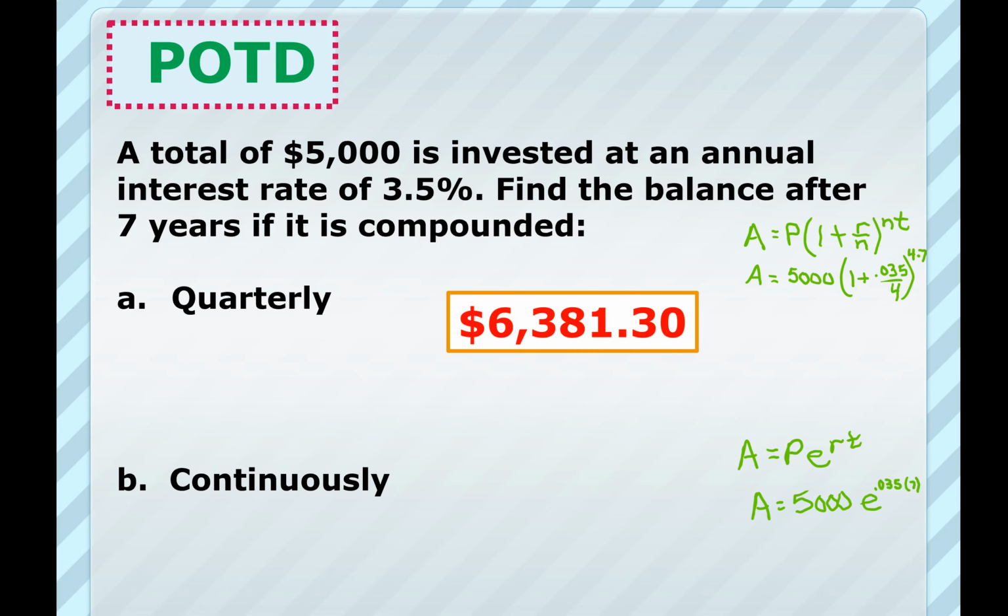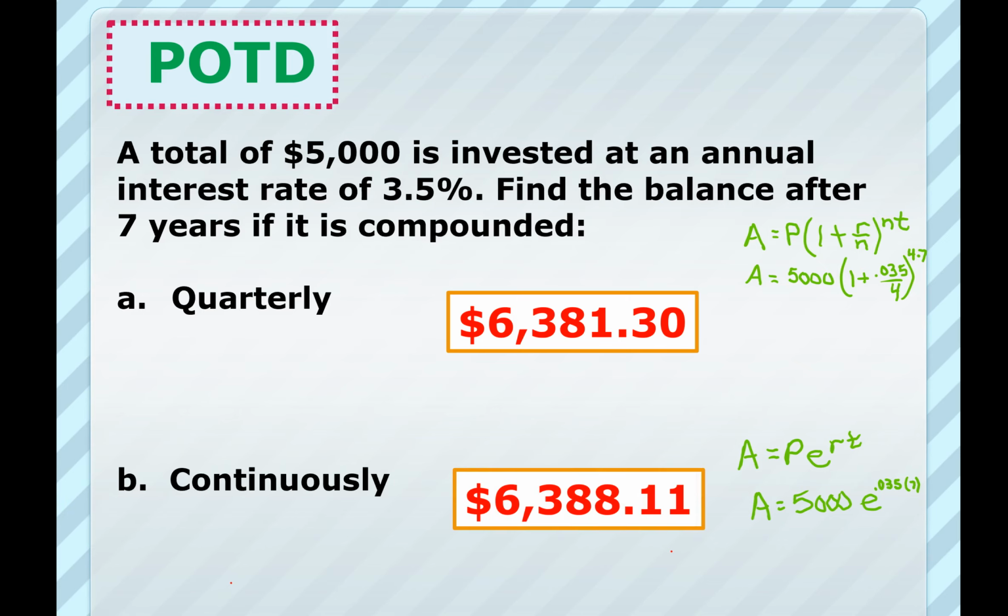Continuously means it's an infinite number of times a year. So you're thinking to yourself, man, I am going to earn a lot of interest if it's compounded continuously. No, not really. Compounded continuously just maximizes the amount of interest possible, as if the number of times a year could be infinity. It's basically the asymptote for the compound interest formula. So we end up ultimately with a value of $6,388.11. All right.